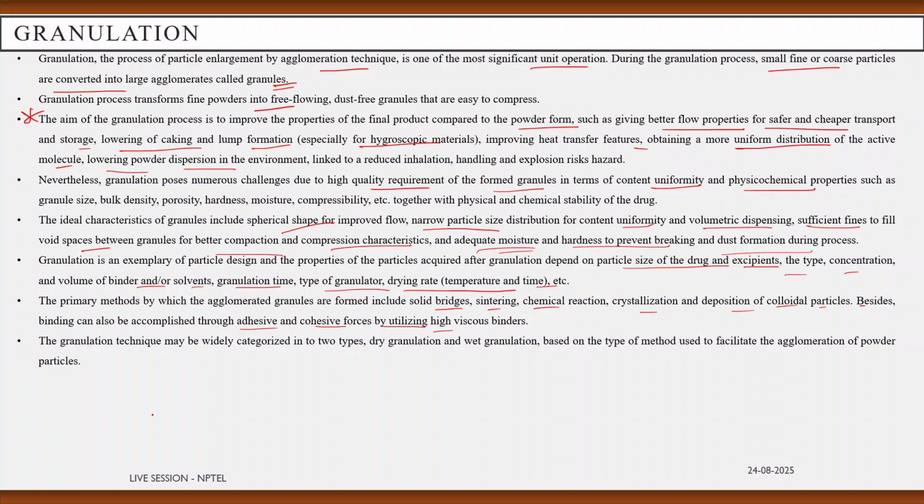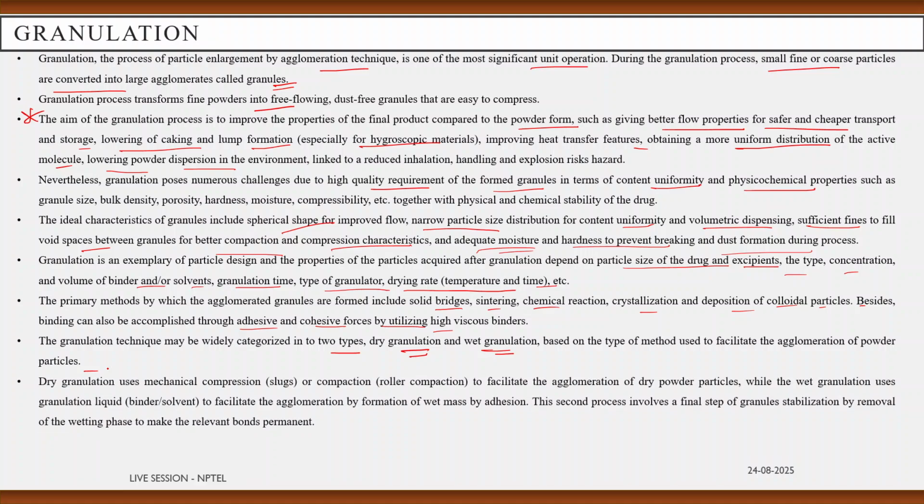The granulation technique may be widely categorized into two types. One is dry granulation, another one is wet granulation, based on the type of the method that is used to facilitate the agglomeration of the powder particles. In the dry granulation process, we use mechanical compression or compaction to facilitate the agglomeration of the dry powder particles. This mechanical compression can be known as slugs, and mechanical compaction we use by roller pressure.